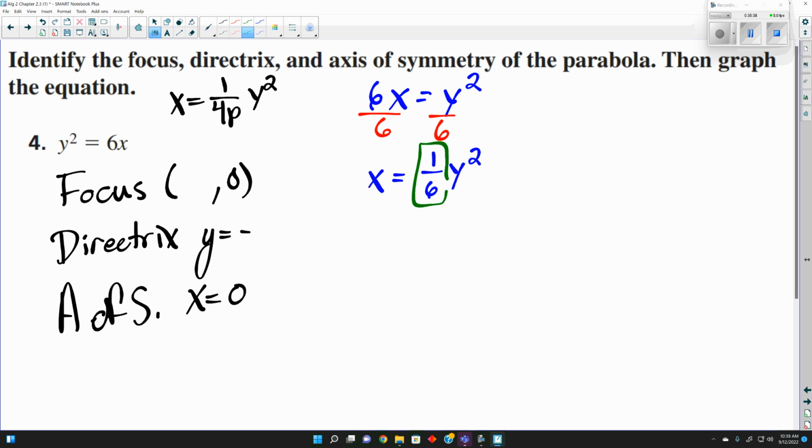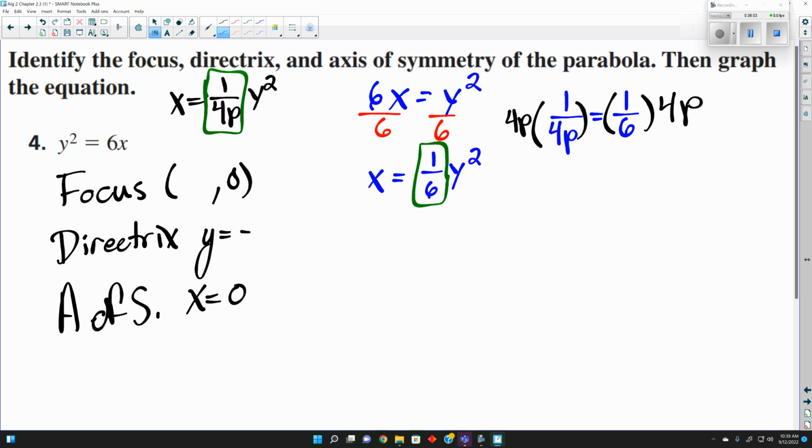So what's our 1 over 6 matching up with? The 1 over 4p. So 1 over 4p is equal to 1/6. And again, what do we do first? We multiply by the 4, but also by the p, because those will cancel out. So we're doing 1/6 times 4p, yes? 4p over 6.